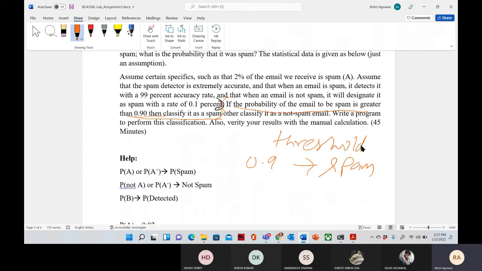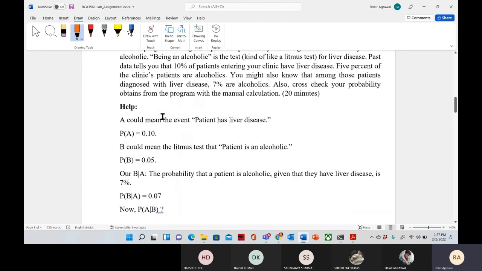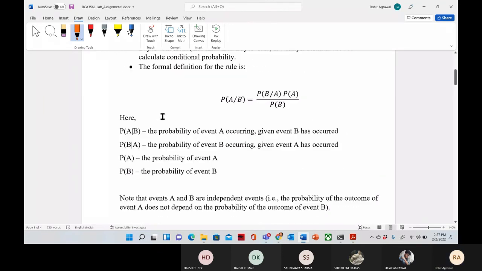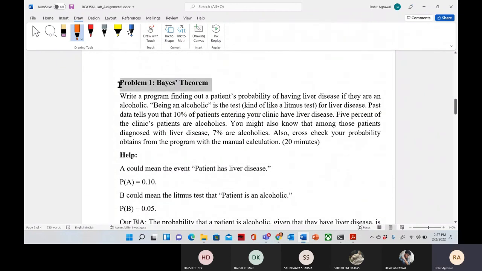So write a program to perform this classification. I will write these questions in the chat box so you can continue, or in case of any doubt, I am here. I am writing all the three questions. The first problem is this.